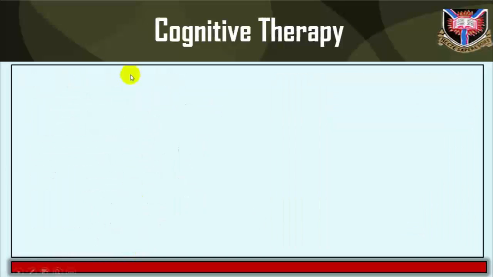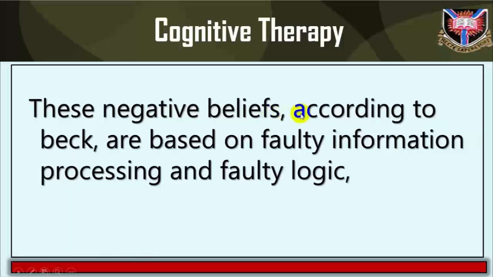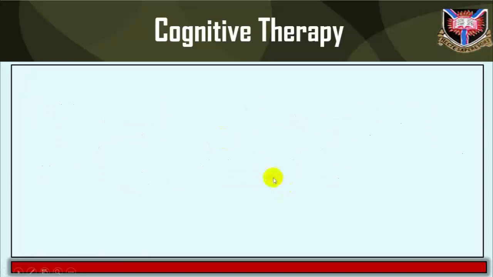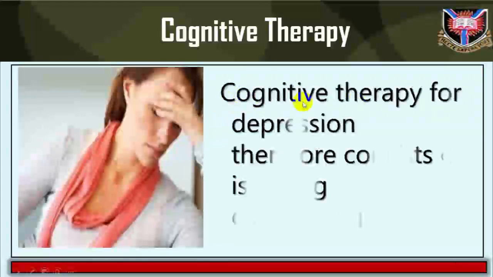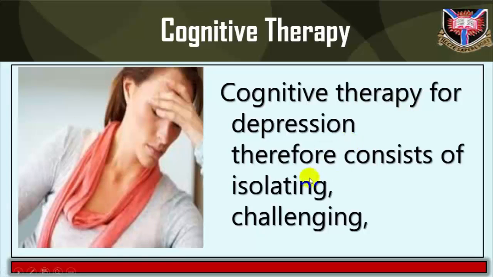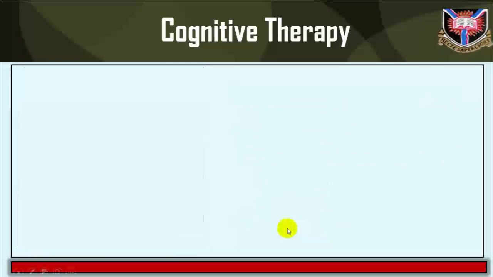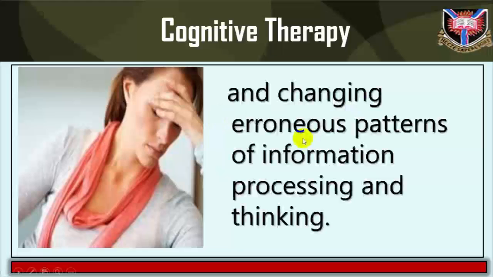These negative beliefs, according to Beck, are based on faulty information processing and faulty logic, such as ignoring positive information or overgeneralizing from single negative instances. Cognitive therapy for depression therefore consists of isolating, challenging, and changing erroneous patterns of information processing and thinking.